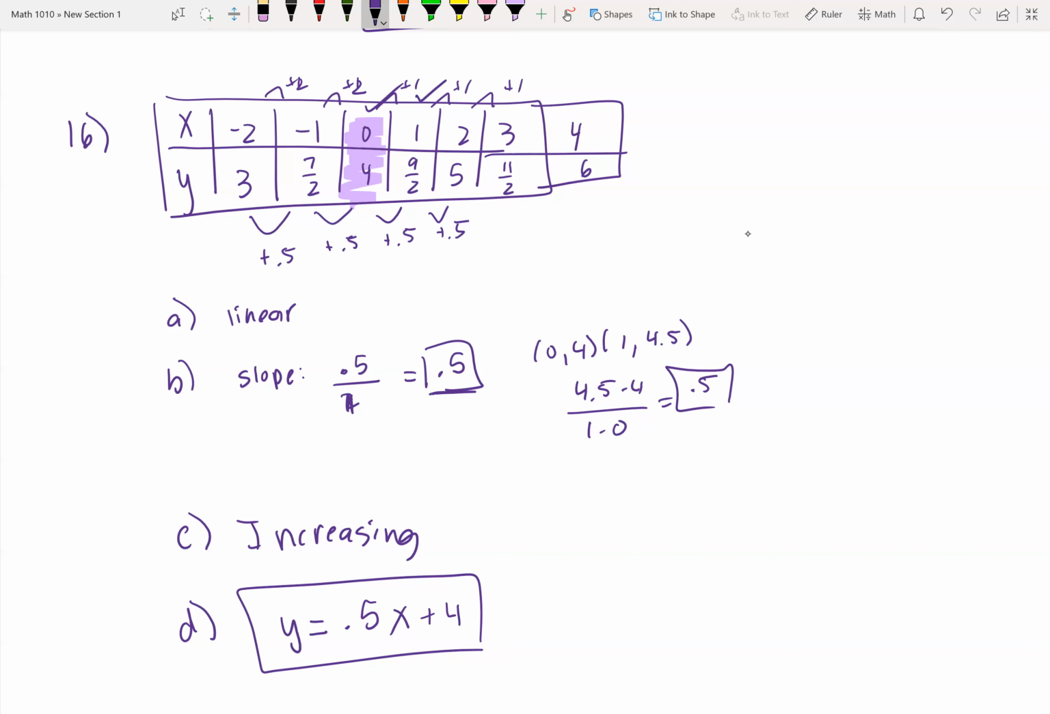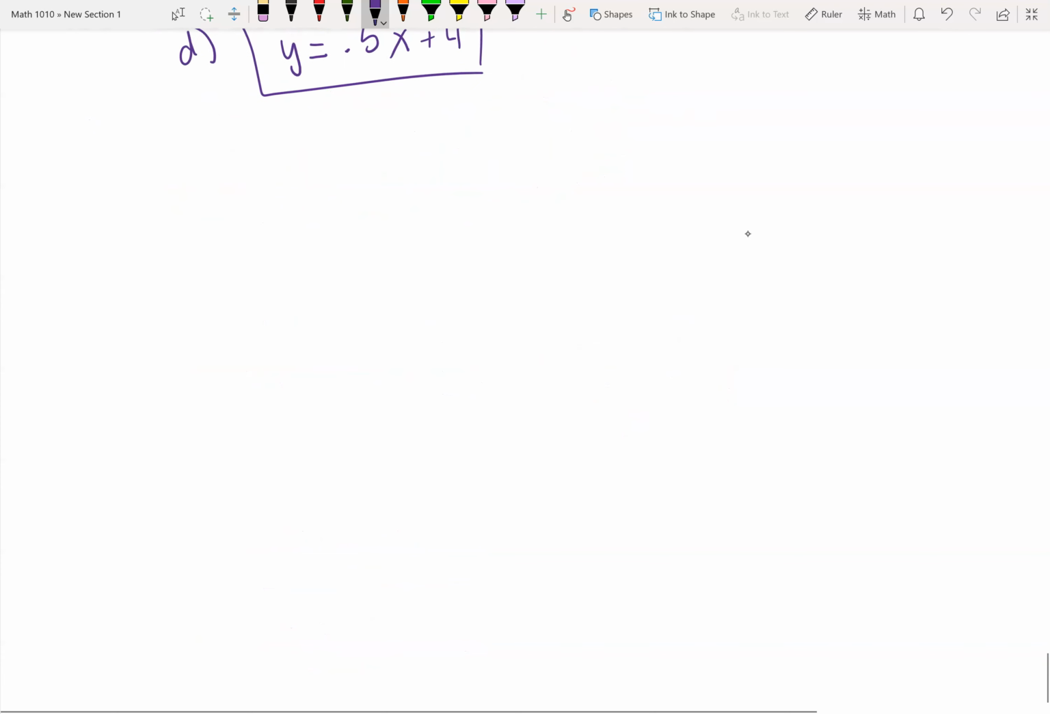So check it. Okay? Number 17. Okay, same type of problem. Is this linear or exponential?